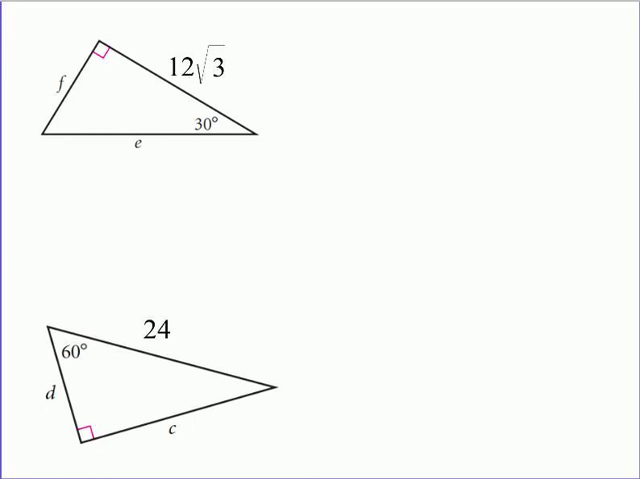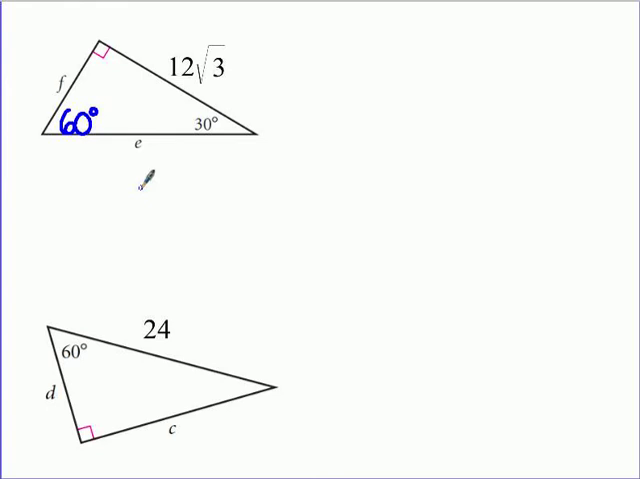Okay, so let's look at the first one here. I need to find F and I need to find E. So first of all, what is the shortest side? F is the shortest side. I know that this has to be 60 degrees. E is going to be double whatever F is.